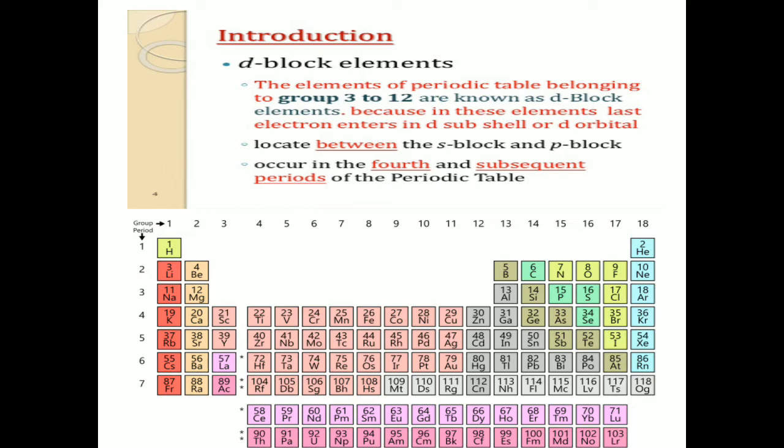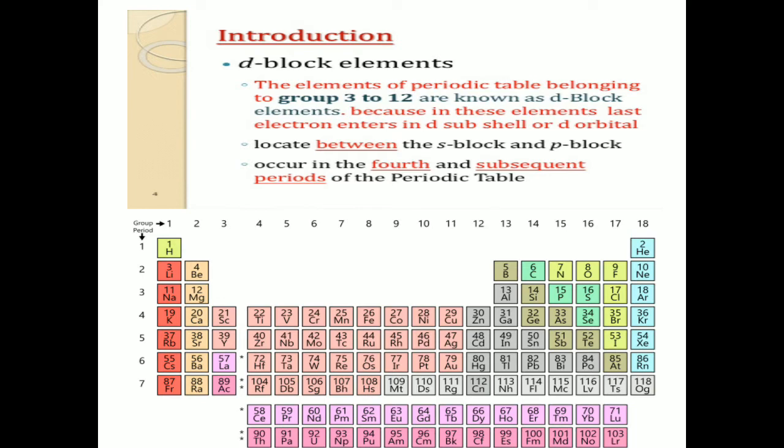Today we are going to discuss the d block elements. D block elements are the elements in which the differentiating electron enters into the (n-1)d orbital. (n-1) means the orbit inner to the outermost orbit. Such kind of elements are called d block elements.